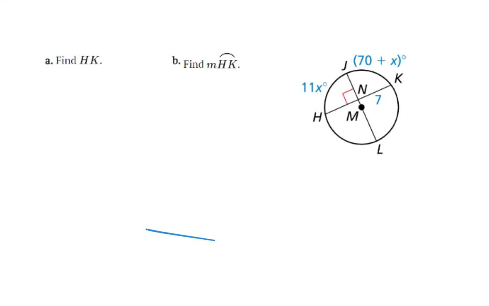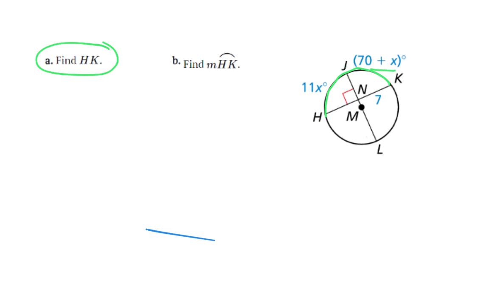So again, the thing that we learned about this idea of staring at the picture: I recognize that the diameter is perpendicular to a chord. And what that told us is that the chords are congruent. So if I look at this particular question, this one's saying find the length of HK and find the measure of arc HK. So HK is from here to here.